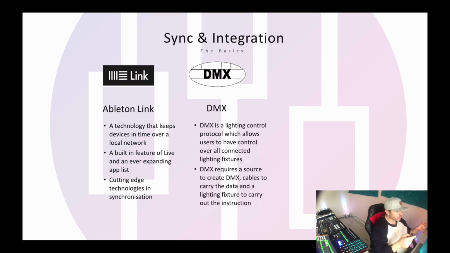DMX is a lighting protocol. It controls lighting fixtures. It basically is a method of generating data that we pass to lighting fixtures to have them carry out our instructions. It is just data, that's what it is. But when it comes to lighting control, DMX is the protocol that we're talking about. You can see in the second bullet point there, it does require a source to create DMX, cables to carry the data, and a lighting fixture to carry out the instruction.